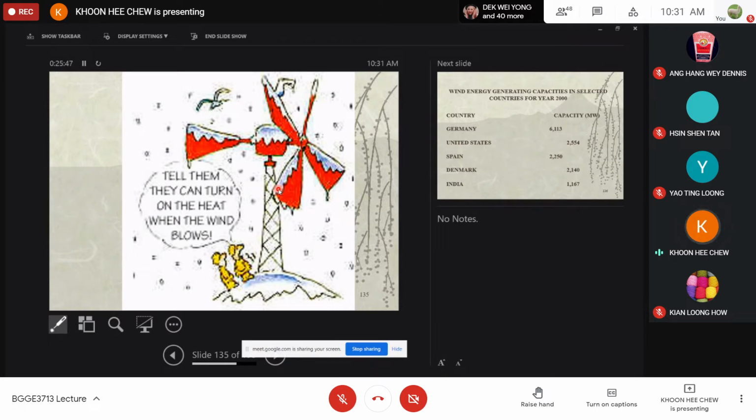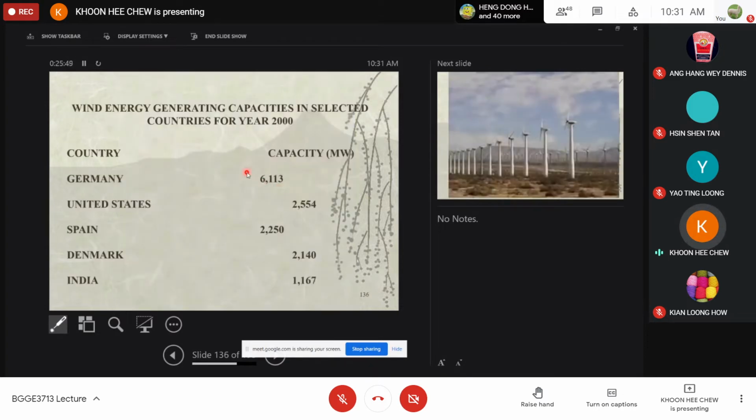Okay, next let's look at the distribution of wind energy capacity. Yeah, in year 2000. So in now 2020, I do not have the latest statistic. The country generating the highest wind energy is Germany, 6,000 megawatt. Then followed by United States, and India also has 1,000 megawatt of energy generated by wind.